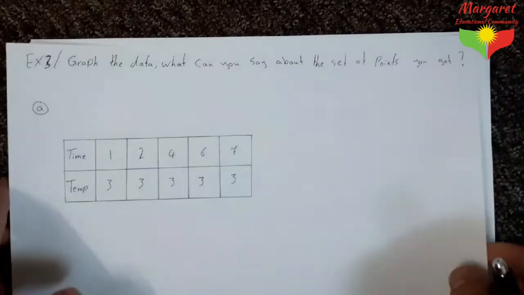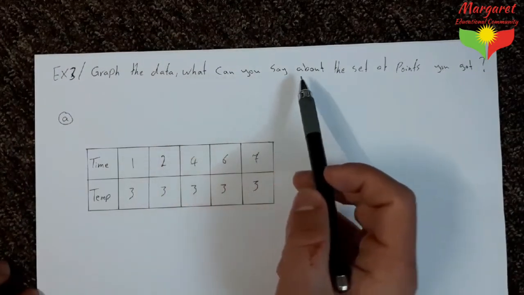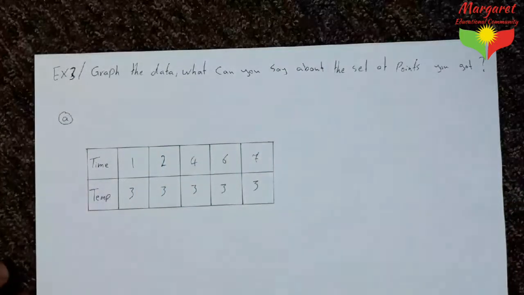And Example 3 says, graph the data and what can you say about the set of points you got?